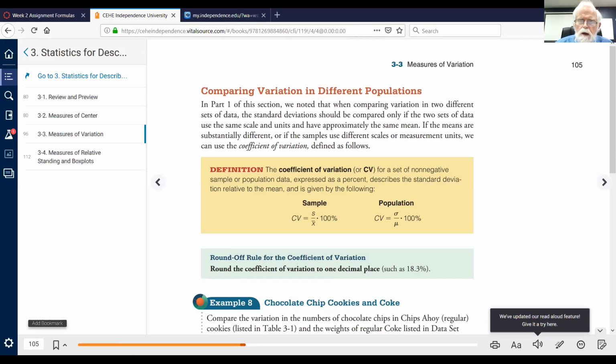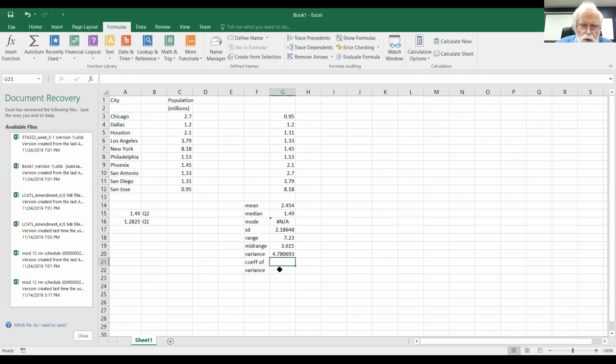All right, so let's go back to our spreadsheet. It is going to be equals G17 divided by G14. So the coefficient of variance is 0.89. Now this is a measure of how compact the data happen to be, and so it's a good way to compare data sets.